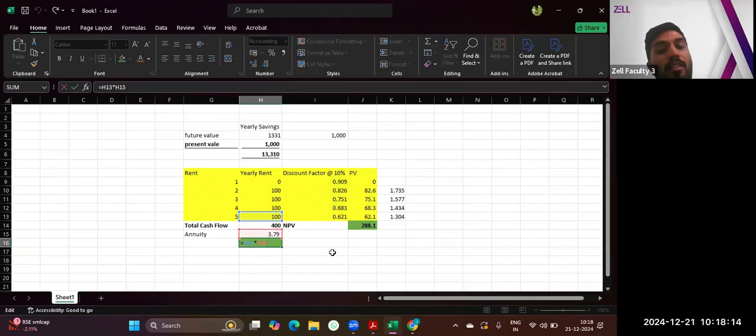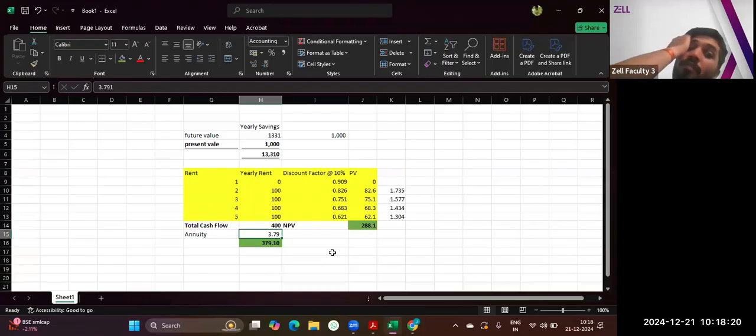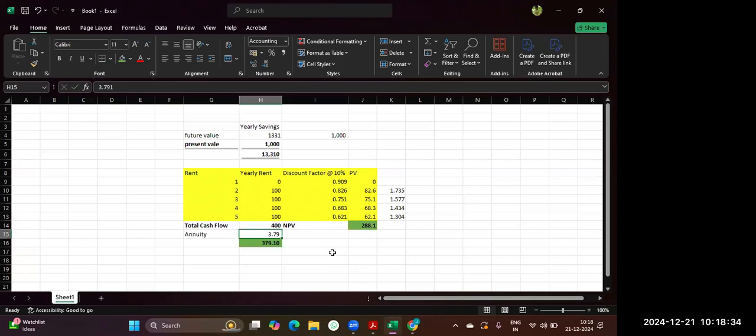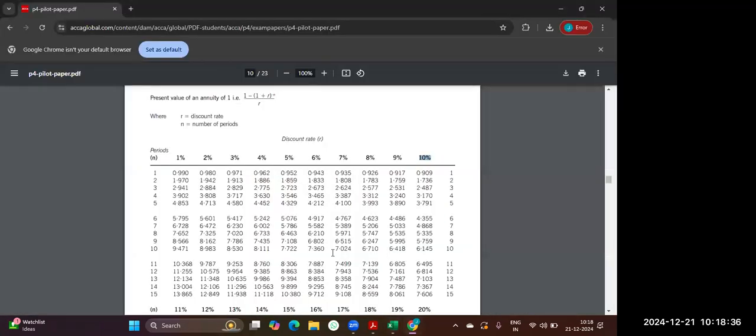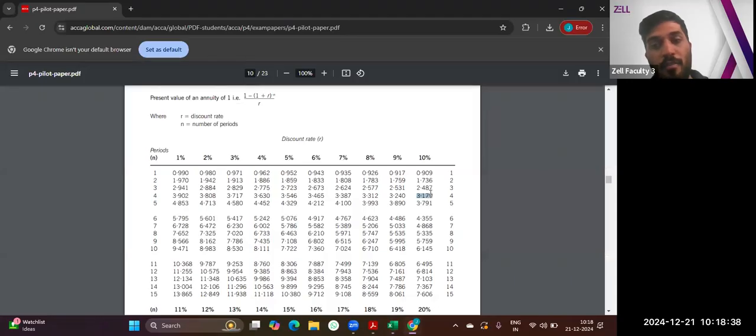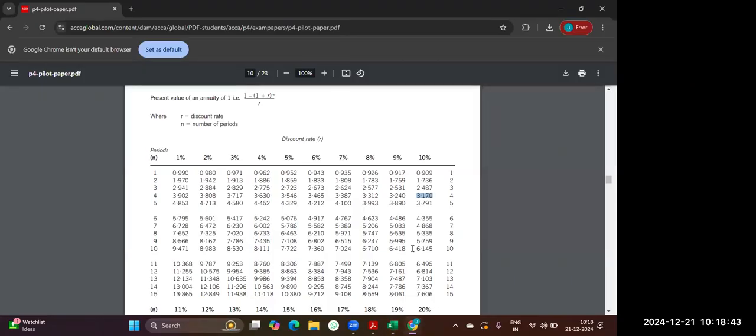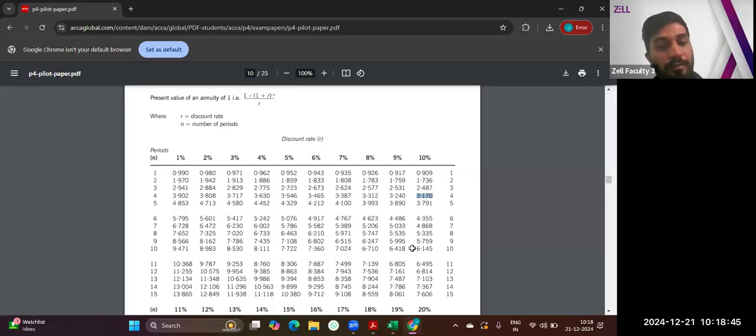Okay. Now let's say delayed annuity. What do you mean by delayed annuity? Delayed annuity means that your cash flow is not starting from year 1, but is starting from year 2 onwards. In that case, we take the number of times the cash flow is getting repeated. How many times? 4 times. So what is the annuity factor for 4 times? 3.170.